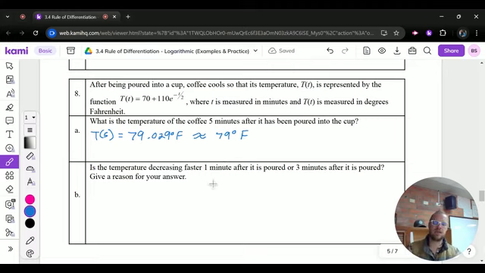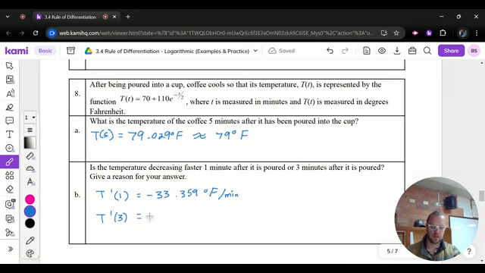Now, is the temperature decreasing faster 1 minute after it's poured or 3 minutes after it's poured? So what we need to do then is compare the rates. So let's find T prime of 1 and T prime of 3. And we need to see what these rates are so that we can analyze them. So T prime of 1, again, we're just going to use our calculators and find the derivative of this function at 1, okay? If we do that, our calculator is going to tell us that it's negative 33.359 degrees Fahrenheit. And now that we've derived, it's going to be per minute.